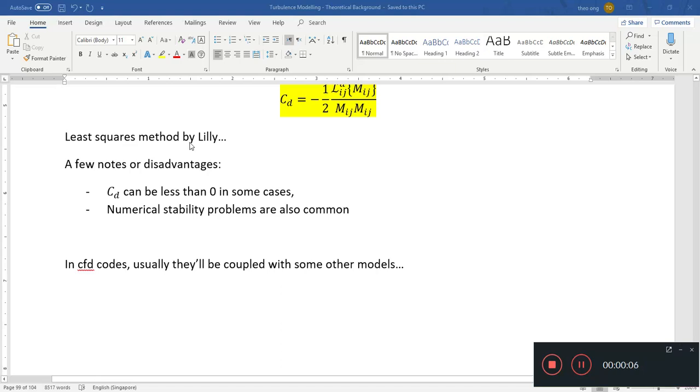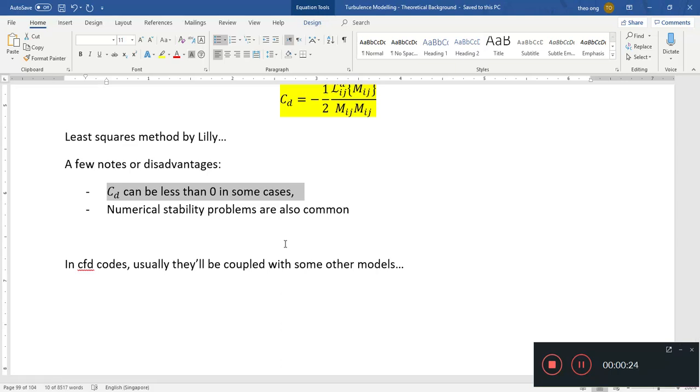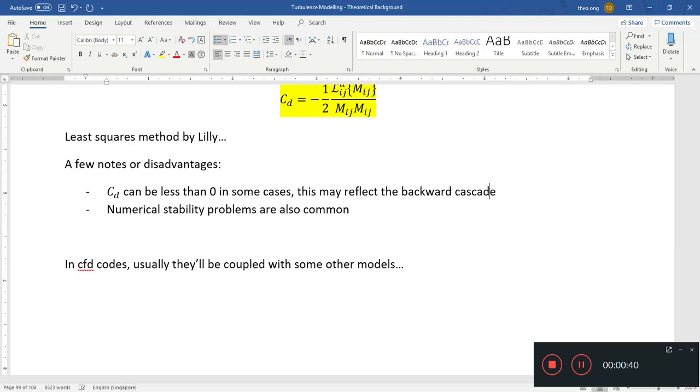In the last video, we were talking about the least squares method by Lilly. A few notes on disadvantages: CD can be less than zero in some cases, which can correspond to some backscatter. Unfortunately, CD can be less than zero for an extended period of time, and it's difficult to know what's going on in the subgrid scales. This may reflect the backward cascade or backscattering.